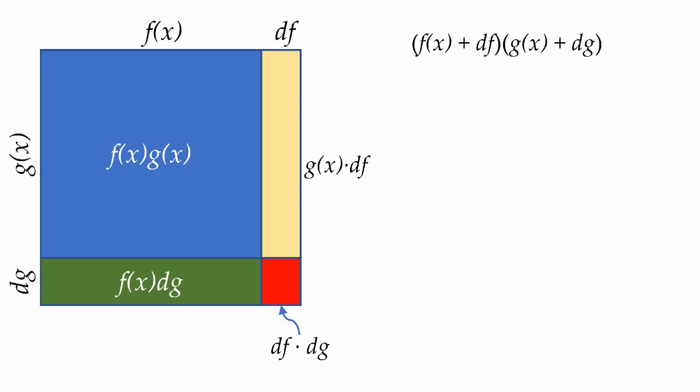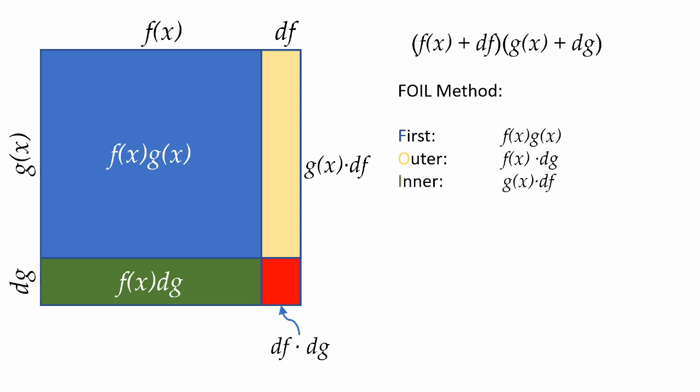I can now use the exact same FOIL method that I used before, and if I do this, the product of the first terms will be f of x times g of x. The product of the outer terms will be f of x times dg. The product of the two inner terms will be g of x times df. And the product of the last two terms is df times dg.